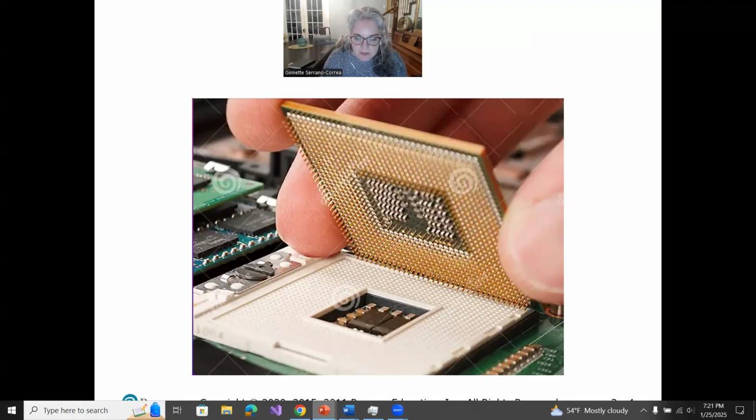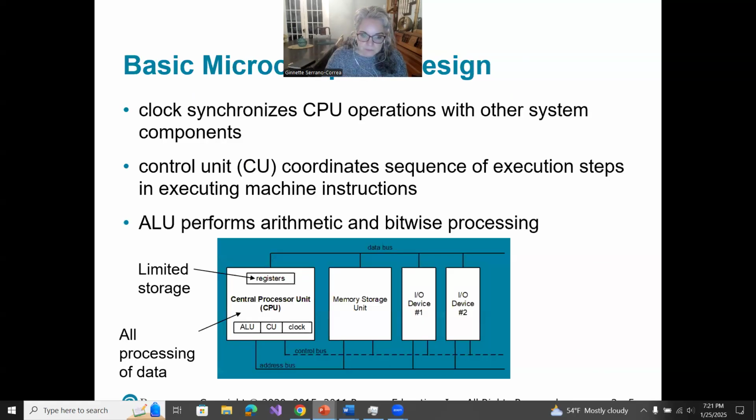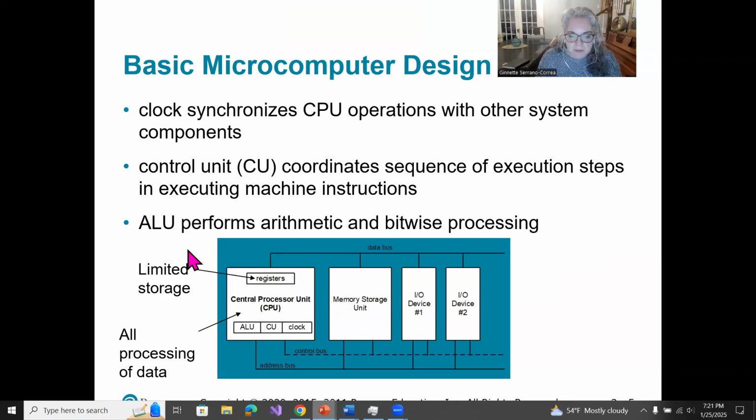So this is a closer look at a CPU. If you see in this picture, there's some pins here in your CPU, and this is where the data travels to the hardware. So here we have the basic microcomputer design. Just a picture of the design of your CPU is right here. Here we have RAM, input, output, and this could be keyboard, this could be printer.